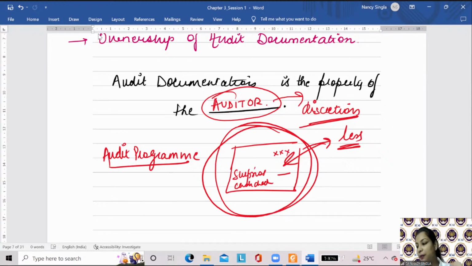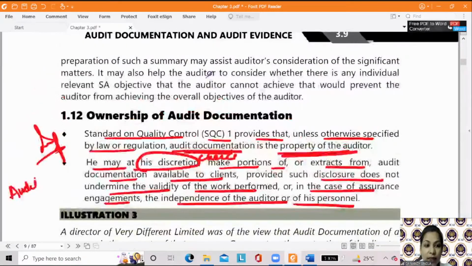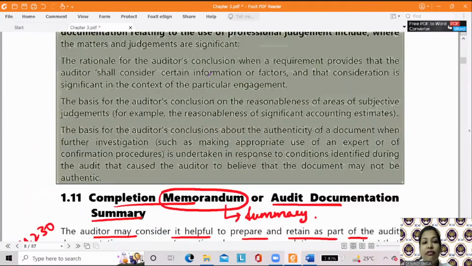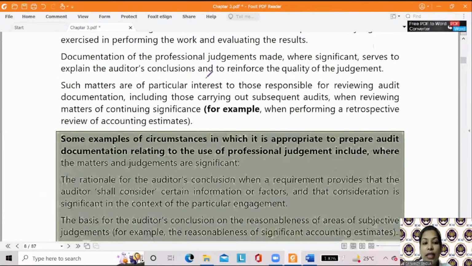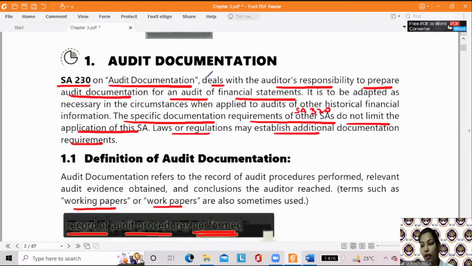Clear? Is it clear? So with this, students, we have completed what? Audit documentation, which is SA 230. Let us just quickly give 5 minutes in order, and let us just quickly revise as to what all we have done in audit documentation, SA 230. After this, we will be starting with what? SA 500, which is what? Audit evidence.